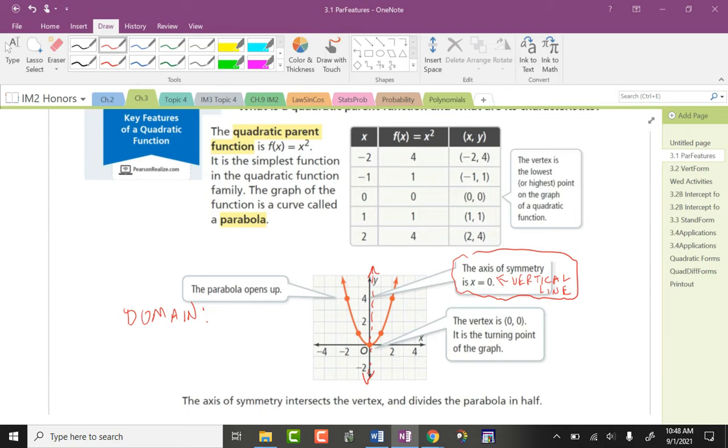Well, for x, I can plug in anything. I can plug in positives, negatives, decimals, and square it. I can square any number. There's no limitations. All real numbers would be the domain, but actually what we write is negative infinity to infinity. And that's called interval notation.